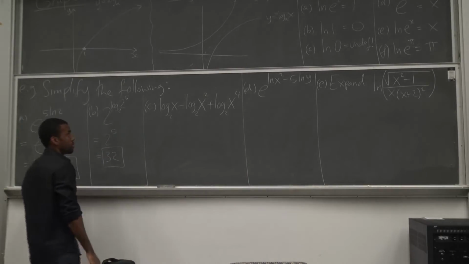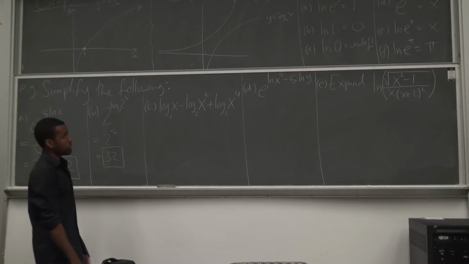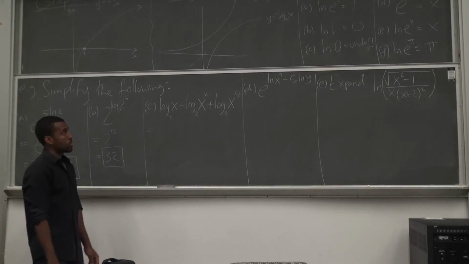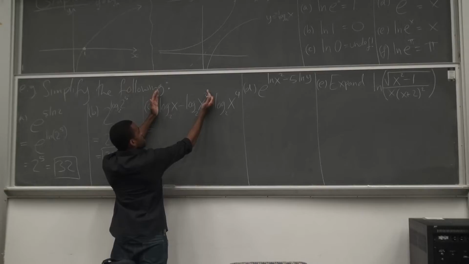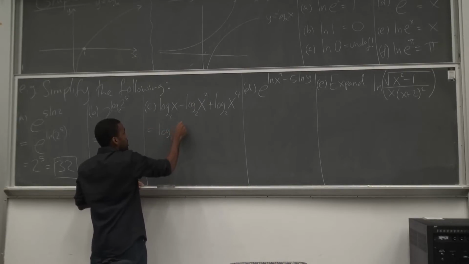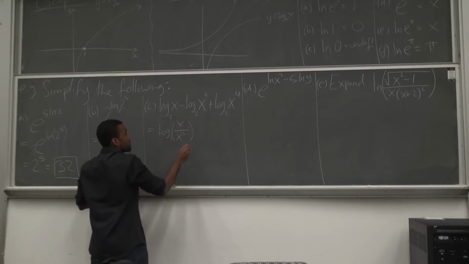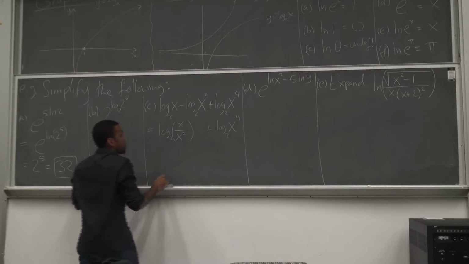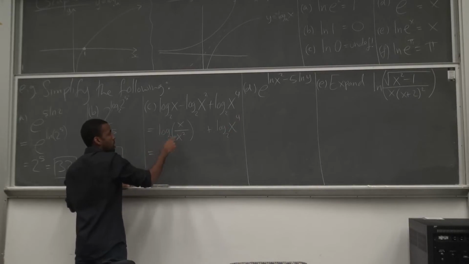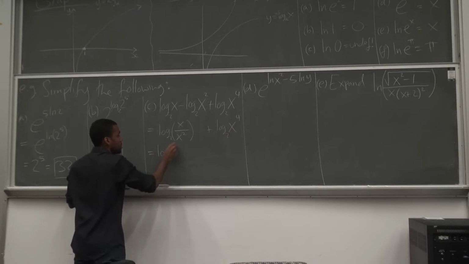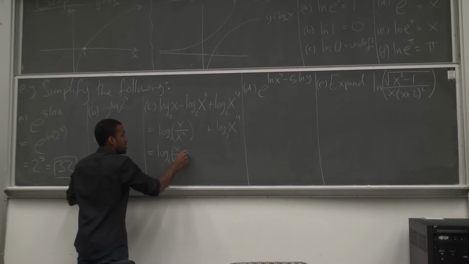Okay, simplify this one. So see here, look at this. Log of something minus log of something else is just log of the division, right? It's this divided by that. So these first two I can turn to log to the base 2 of x divided by x squared. And now here I have log of something plus log of something. What is that? Multiplication. It means you multiply. So that's log to the base 2 of x over x squared times x to the 4th.